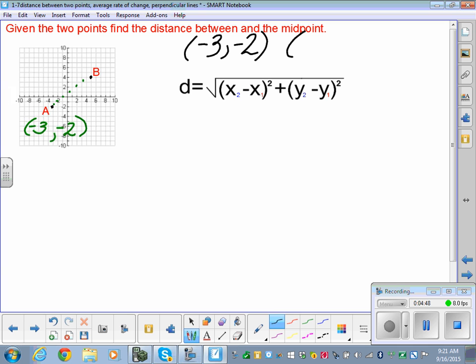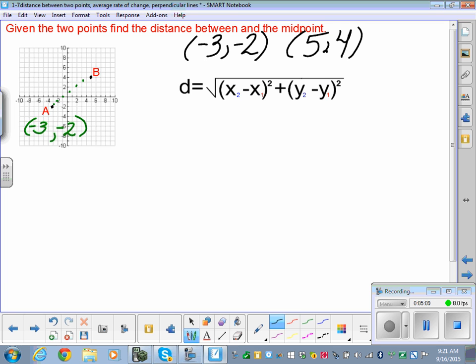And then we have another point. We have point B. It's over 5, up 4. So we have the point 5 comma 4. Now we know that the distance is the same from A to B as to B to A. So it doesn't matter which one's our first point as long as we stay consistent. So this is how I label it, guys.